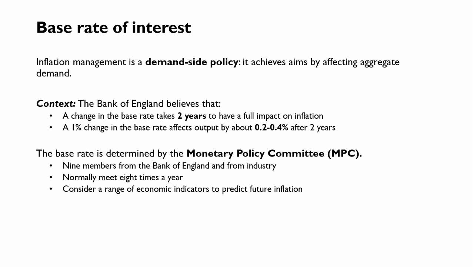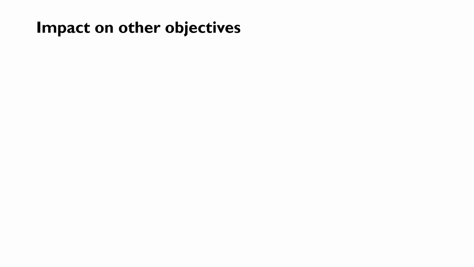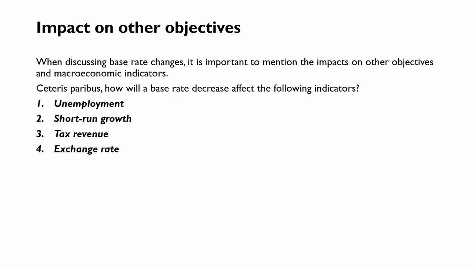We also need to be happy with how the base rate of interest is going to affect our other objectives. Its primary impact is on inflation. But let's just see some of the detail of how it affects everything else. So what I'd like you to do is just pause the video, look through these, and make sure you're happy with how a fall in the base rate is going to affect each of these objectives.